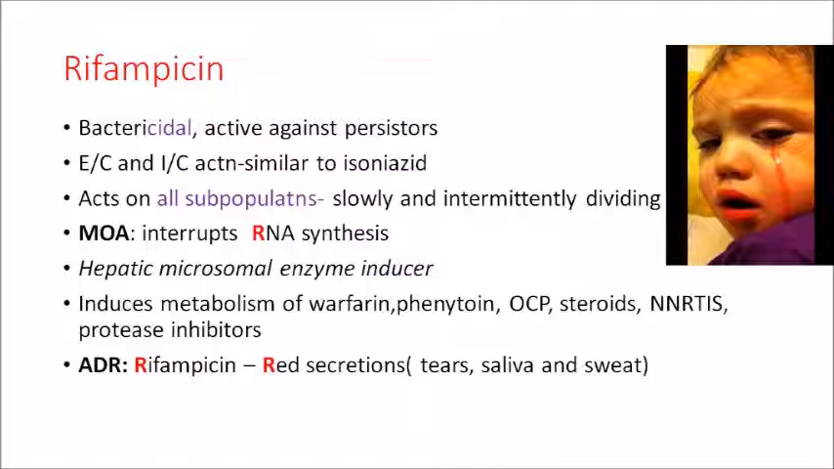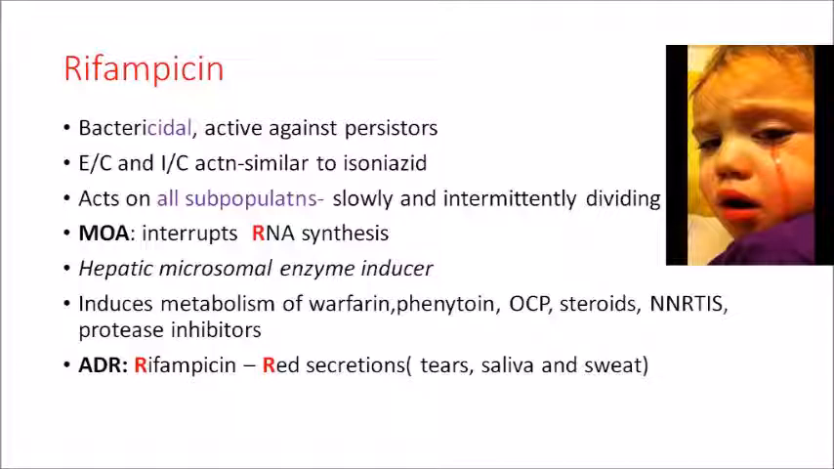So, such a very good drug. What is the mechanism of action? It interrupts the RNA synthesis of the bacteria. So, you can connect that with the R. Rifampicin interrupts RNA synthesis. Then this drug is a hepatic microsomal enzyme inducer. That is an important question. Since it is an enzyme inducer, it can have drug interactions with many drugs. It induces the metabolism of warfarin, phenytoin, oral contraceptives, steroids, NNRTI antivirals, protease inhibitors, all these drugs.